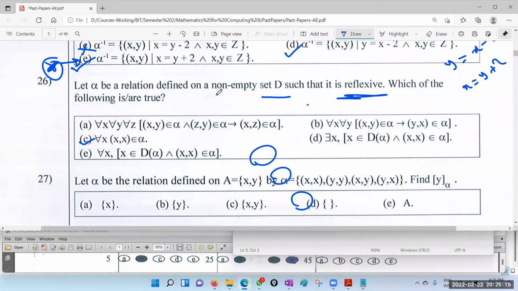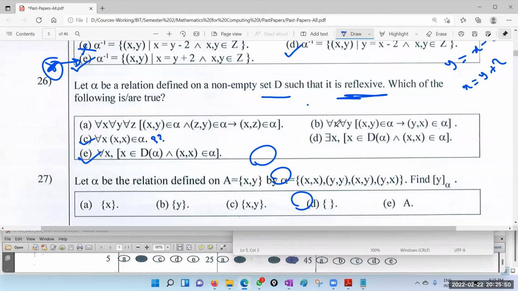Let alpha be a relation defined on non-empty set D such that it is reflexive. So I think this answer is better than that answer because this one is not referring to the domain. It says in general, right? Because they specifically say your alpha is defined only for domain D. So this is better than this one. Okay, all x.